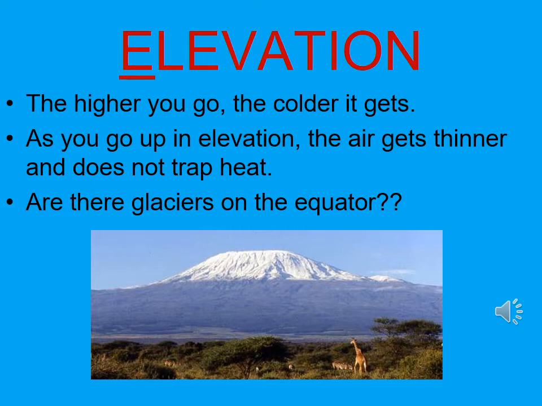So the E stands for elevation. Okay, the higher you go, the colder it gets. As you go up in elevation, the air gets thinner and does not trap heat. So the question here is, are there glaciers on the equator, which is basically ice and snow? If you notice that picture right there, in the foreground there looks like a giraffe, and in the back there is Mount Kilimanjaro, the largest mountain in Africa. For about every 1,000 feet in elevation you go, the temperature drops about 3.5 degrees. So out there on the tropical savanna, it could be 100 degrees out, but as you go up about 14,000 feet, it's probably closer to 50 or 60 or 40 degrees, 30 degrees the farther you go up.